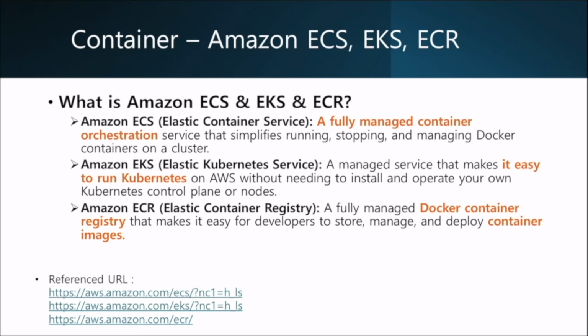Amazon ECR, Elastic Container Registry, is a fully managed Docker container registry that makes it easy for developers to store, manage, and deploy container images. Please check the reference URL for more information.